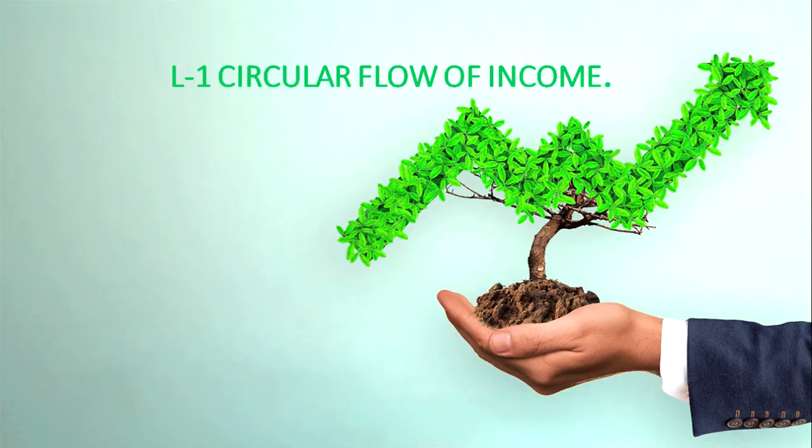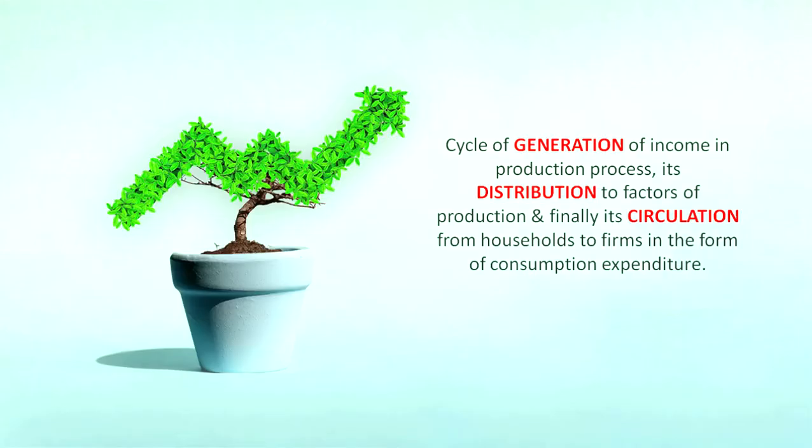Now moving on with the lesson. First one, meaning of circular flow of income. Children, here you have to understand three important words that are highlighted here. First one is generation, second one is distribution, and third one is circulation. Income is generated by the firm or the producer in the production process. How is it possible? Those households who are working in any firm have to render their services in order to earn income.